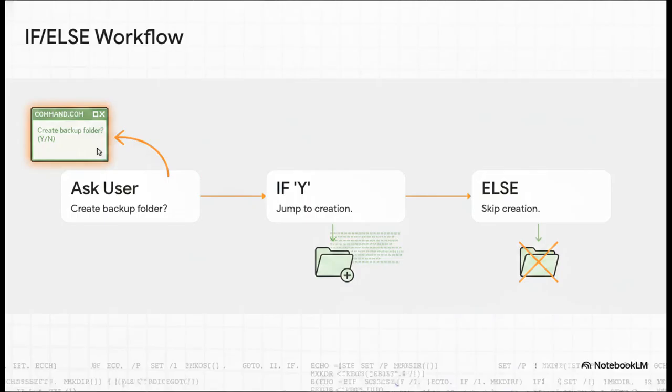Step 1, the script asks the user, create backup folder, Y or N. Step 2, if the user input is Y, it jumps right into creating the folder. Step 3, else, it skips folder creation entirely.